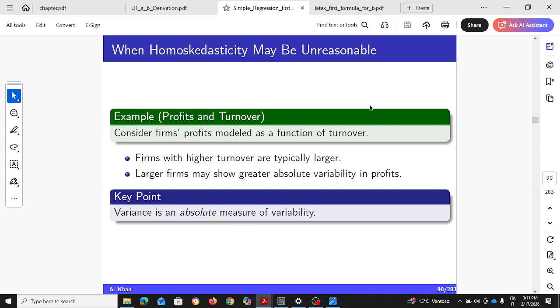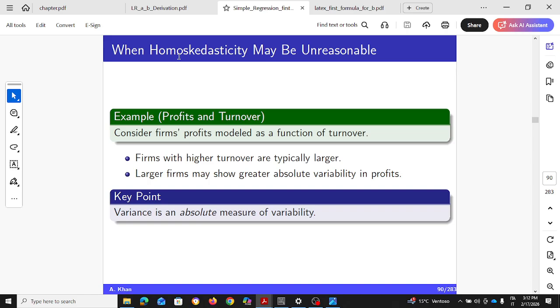Then we have the variance, but the important thing here is when we have this assumption, homoscedasticity, sometimes it is not reasonable. Why? Because consider a scenario where we have a firm and we want to model the profit as a function of turnover. For example, we have two different firms. One has an initial profit of, let's say, 2,000 euros, and the other one has, let's say, 5 million. So the first one has 2,000 euros profit, the second one has 5 million.